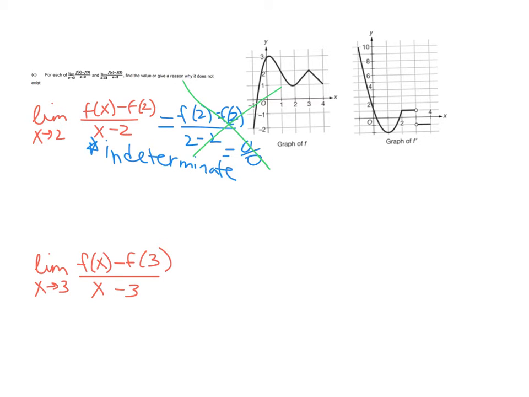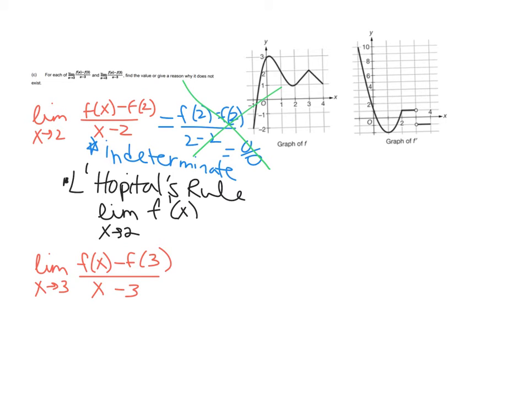So this is an indeterminate form. If you have an indeterminate form, the easiest way to figure out what the actual answer is is to use L'Hopital's rule. So L'Hopital's rule, if you remember, involves taking the derivative of the numerator and taking the derivative of the denominator. So the derivative of the numerator, f of x, is going to be f prime.